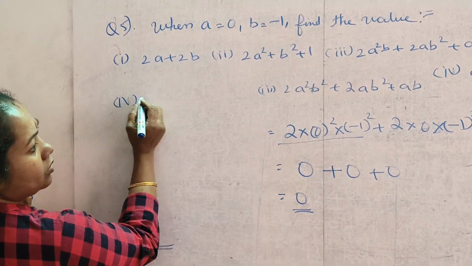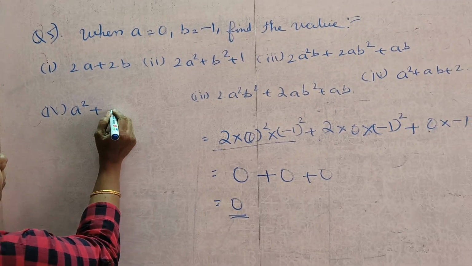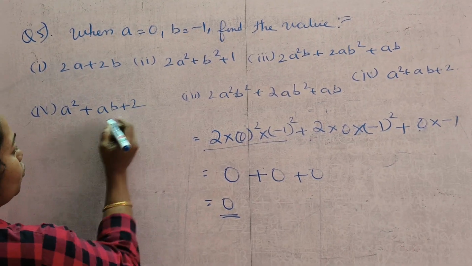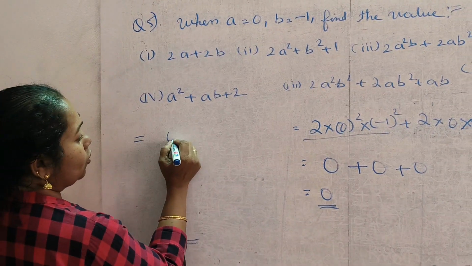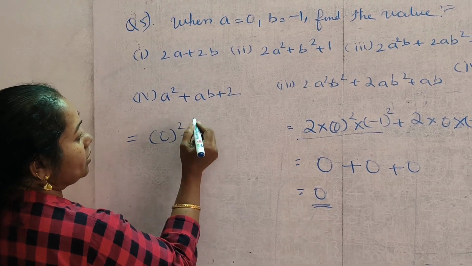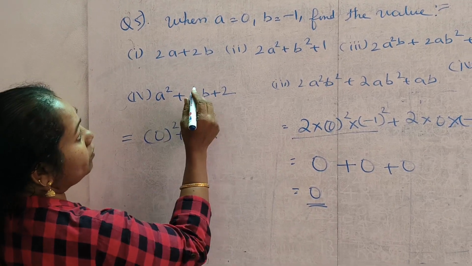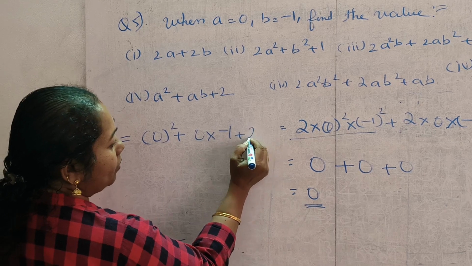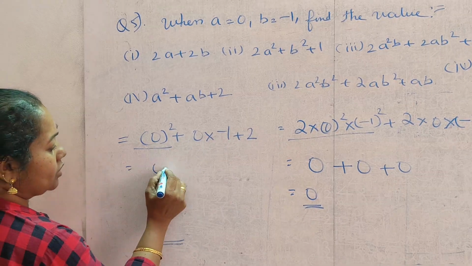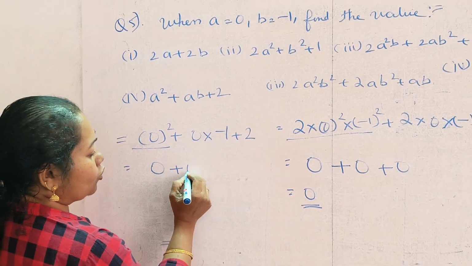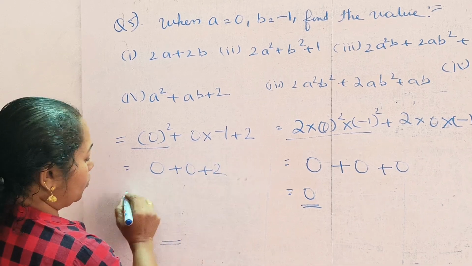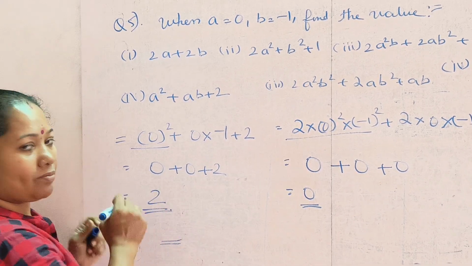Question number 4, a squared plus ab plus 2. a is equal to 0. So 0 squared plus a is equal to 0, multiply b's value is minus 1, plus 2. 0 squared is 0. 0 into any number is also 0, plus 2. That is equal to 2.